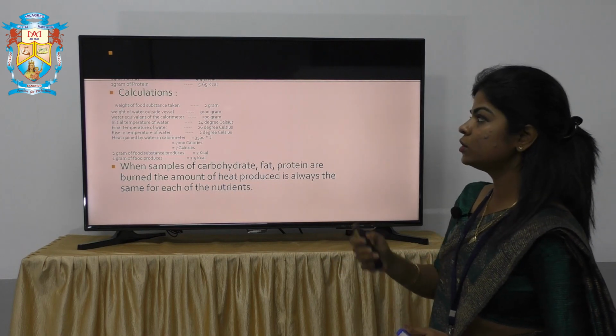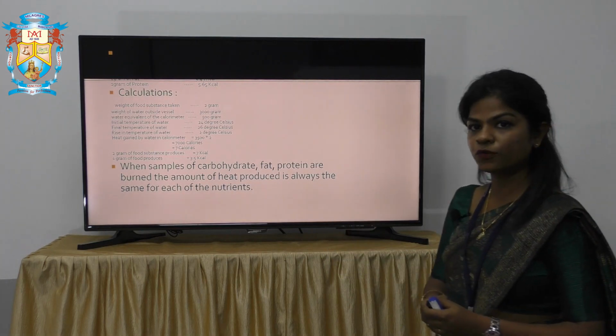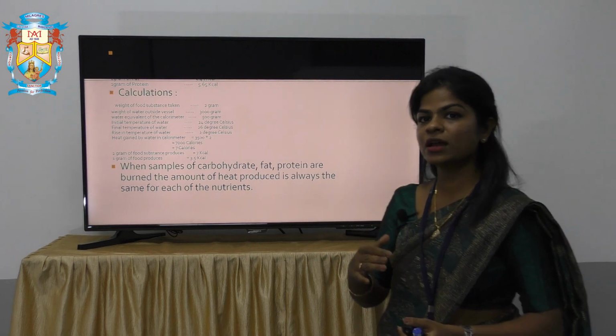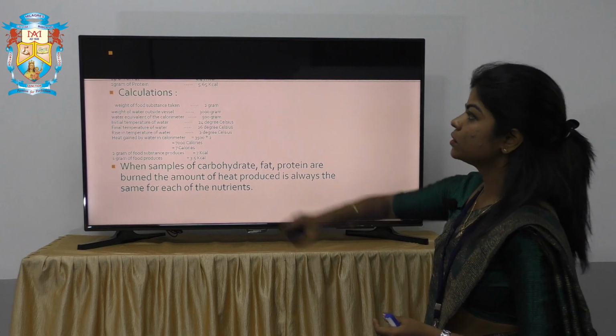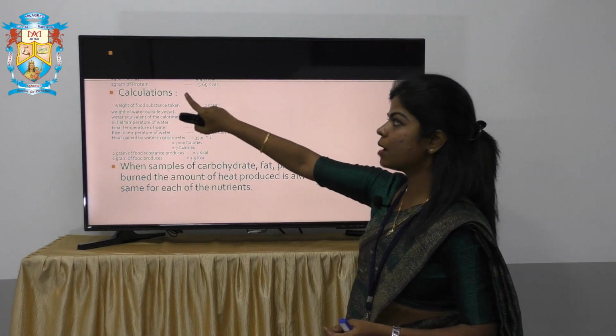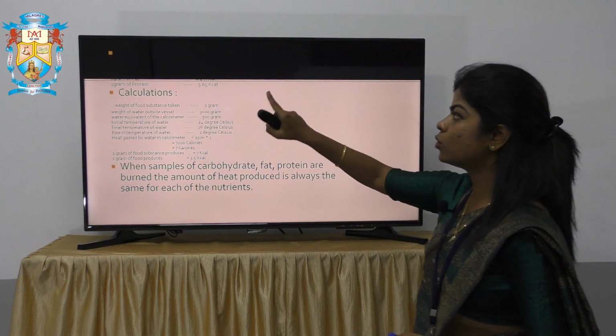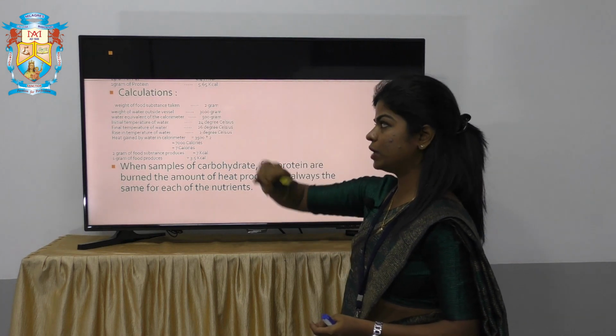Next we'll see the calculations of energy value of food. Different nutrients contain different kilocalories. If you see, 1 gram of carbohydrate contains about 4 kilocalories, fat about 9, and protein about 5 kilocalories.